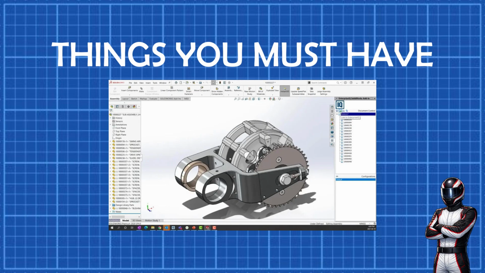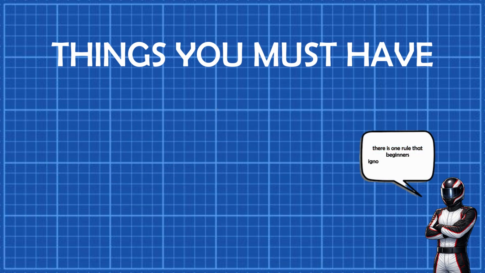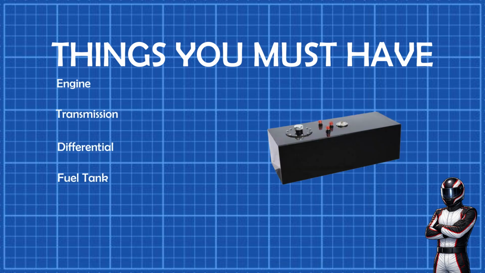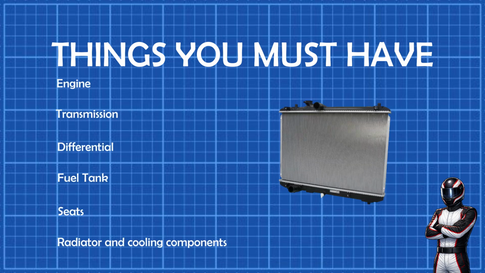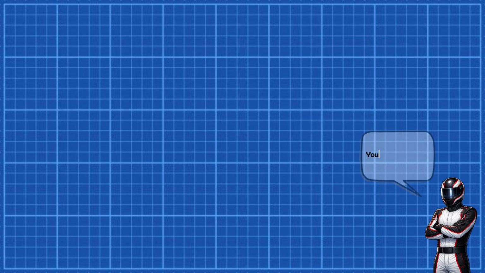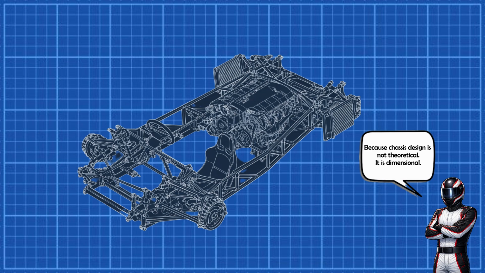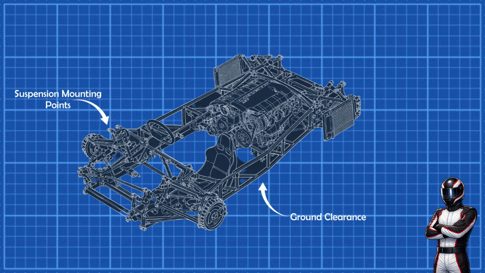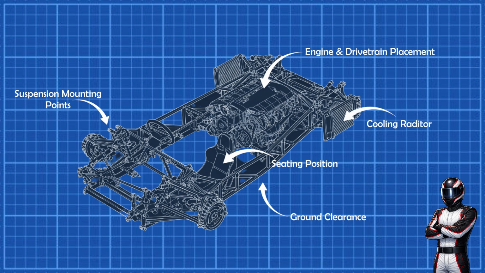Before you even open CAD software or touch a welder, there is one rule that beginners ignore, and it ruins builds. You must have your major components physically present. That includes engine, transmission, differential, fuel tank, seats, radiator, and cooling components, etc. You might ask why. Because chassis design is not theoretical. It is dimensional. Mounting points, clearances, seating position, drivetrain angles, cooling routes all depend on real measurements. Without the actual components in hand, everything becomes guesswork.